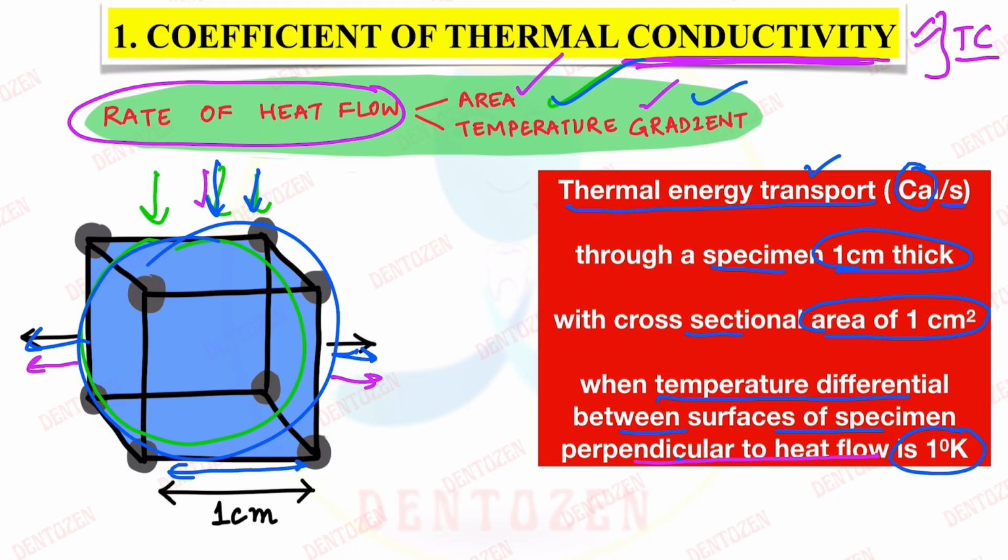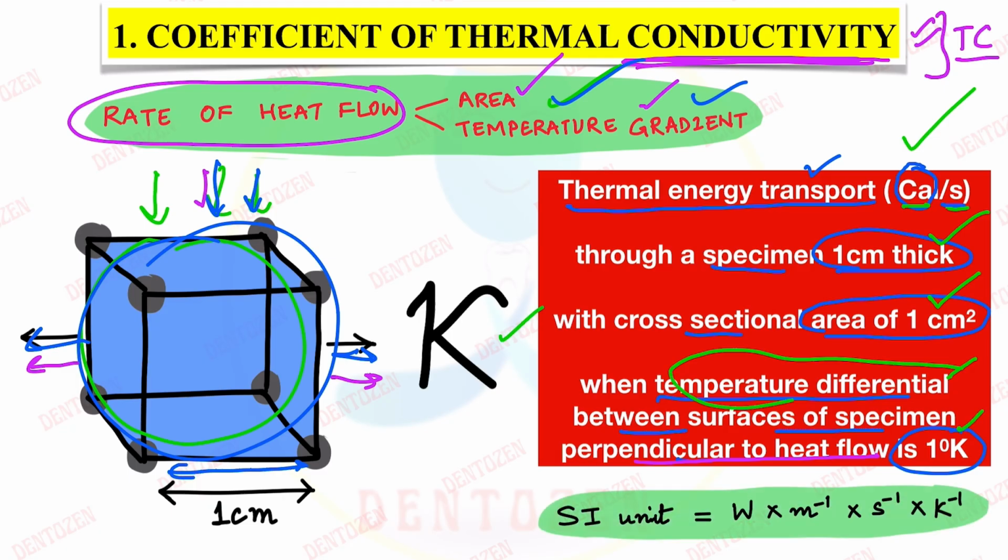So what is it? Thermal energy transport in calories per second, 1 centimeter thick specimen, area 1 centimeter square, and temperature differential of 1 degree Kelvin. It is denoted by the symbol K, and the SI unit for this is watts per meter per Kelvin.